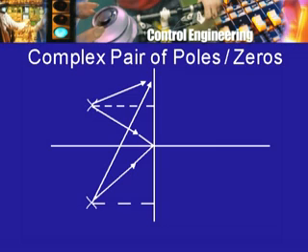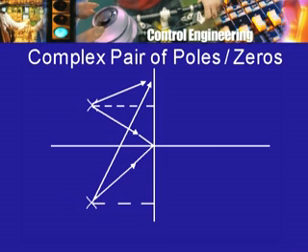What if you have a pair of complex poles or a pair of complex zeros? Then what do you expect? You expect that at the low frequency end the phase shift will be 0 degrees, at the high frequency end the phase shift will be 180 degrees. In between, what is going to happen? One can try it out for a pair of complex poles and see what is happening. It is not difficult to visualize.